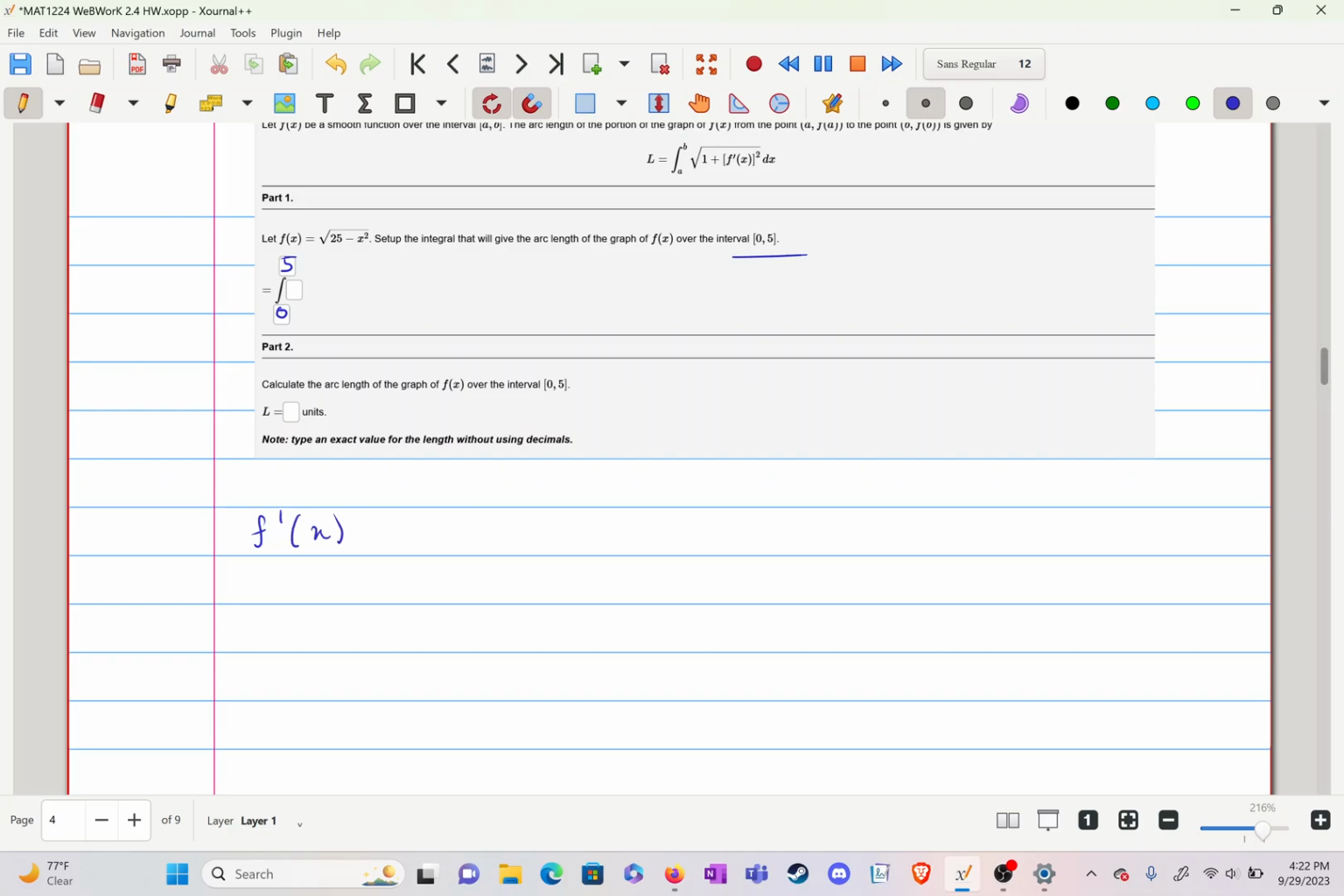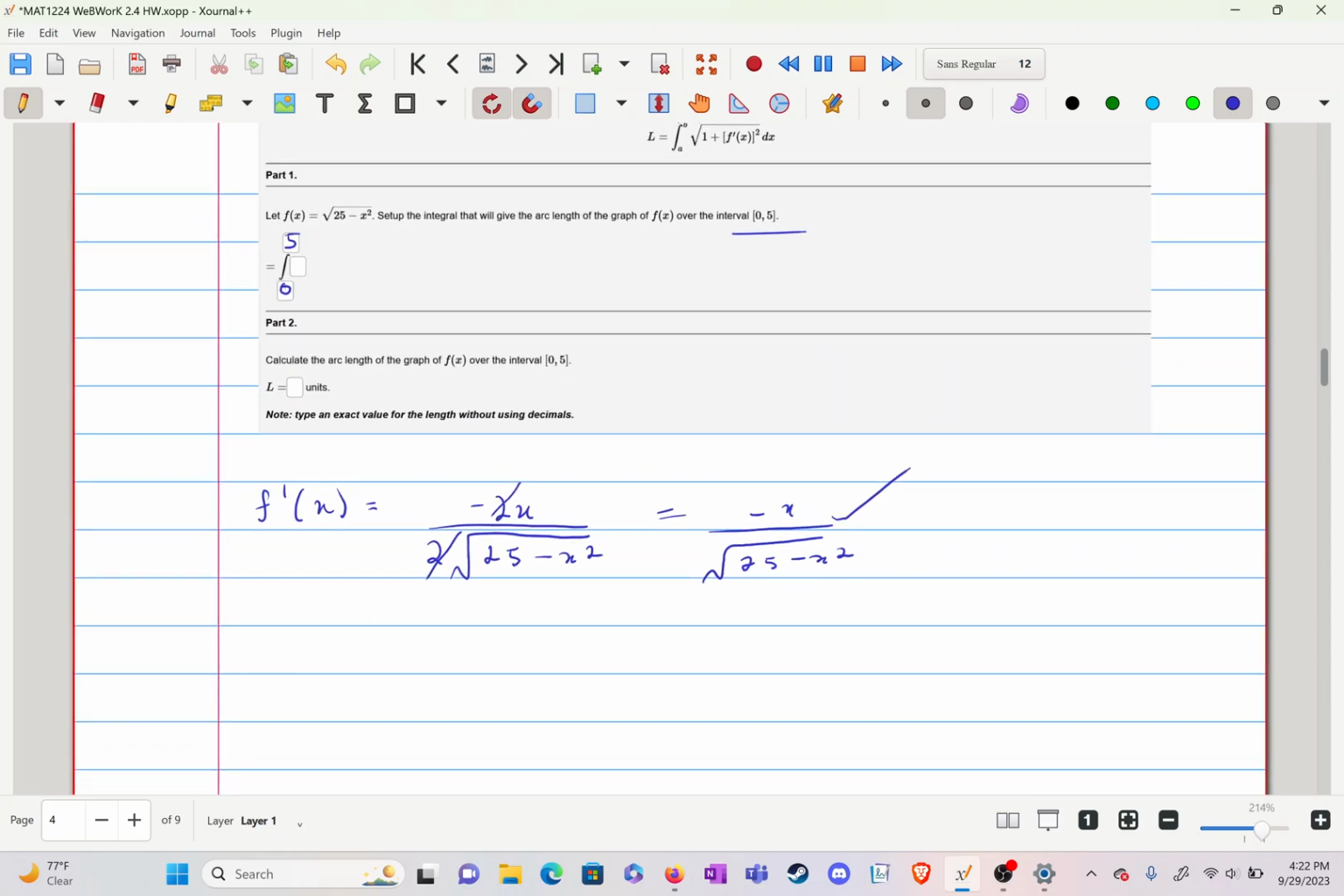f prime of x is equal to, let's see, we're going to have to do the chain rule here. So we have negative 2x over 2 square root of 25 minus x squared. And the 2's cancel. That equals negative x over square root of 25 minus x squared. That is our f prime of x.